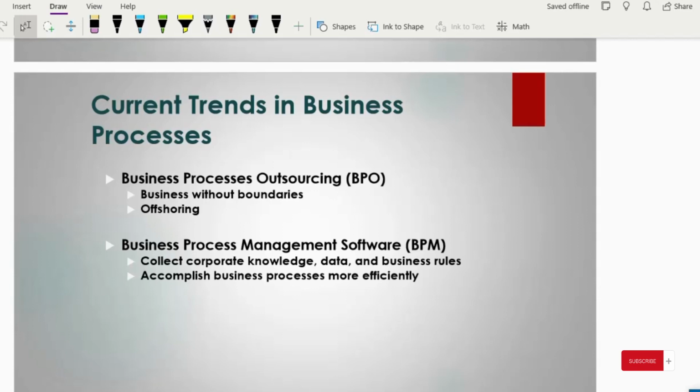Business process management software is also very helpful because it collects the data, and helps us in maintaining different business rules. It helps in maintaining the business processes, and accomplishing them more efficiently. So this is all about the first part of the business processes, which is in one chapter. Then I will be discussing some more business processes in my next recording.